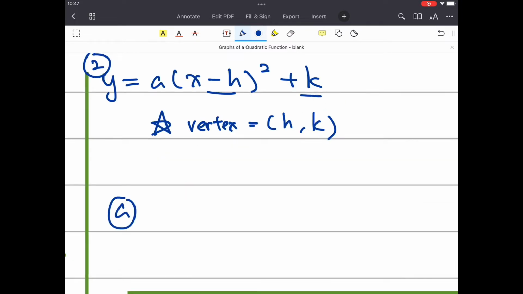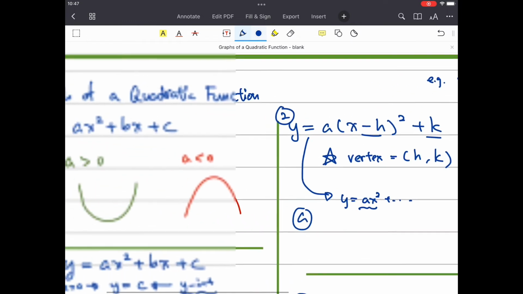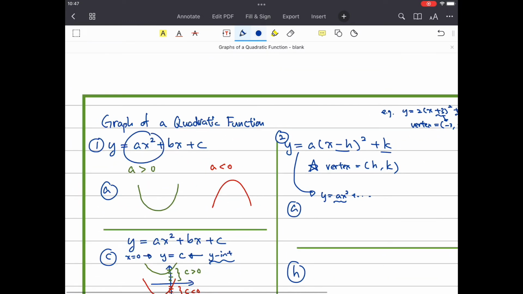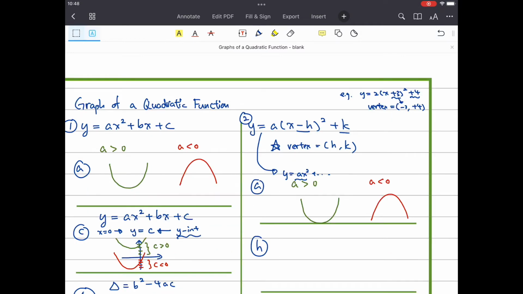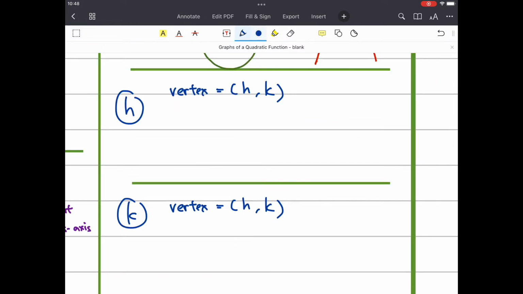After learning the vertex, we talk about the a. For the a, we try to expand it, and then you will have ax squared at the beginning. Be reminded of the general form. You can see that they actually have the same leading coefficient. Therefore, the a here actually refers to the same as the general form. So for a greater than 0, we have the open upward, while for a smaller than 0, it opens downward. The vertex refers to the tip of the quadratic curve.